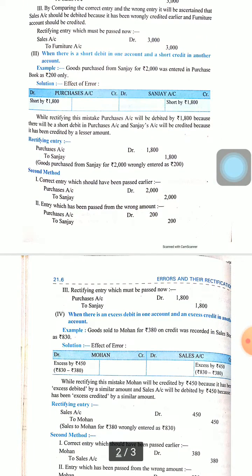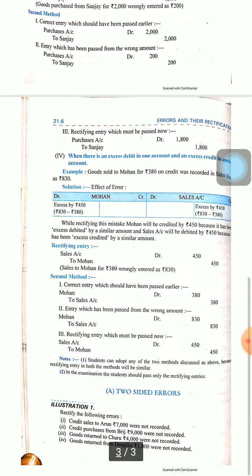Again, when there is a short debit in one account and a short credit in another account, like goods purchased from Sanjay for 2,000 was entered in purchase book as rupees 200 only. So the rectifying entry is purchase account debit to Sanjay, and the amount will be 1,800, as the amount which should have been 2,000 has been written as 200.